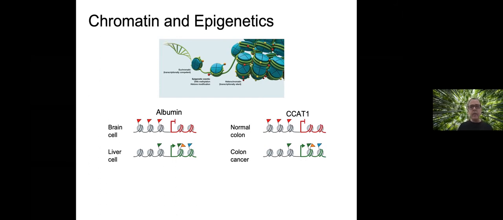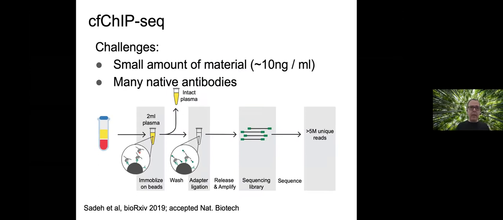So the question is whether this is doable. And there are many barriers. The main one is that the plasma contains very little DNA and nucleosomes, and it contains many other things, including many native antibodies in quantities that are much larger than we use in chromatin IP. We devised a method that overcomes this, and due to the lack of time, I'll skip the details, but try to convince you what we can do with it.